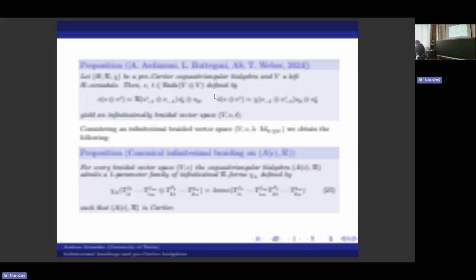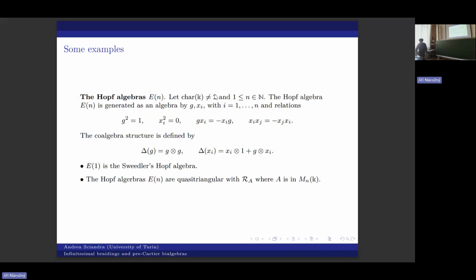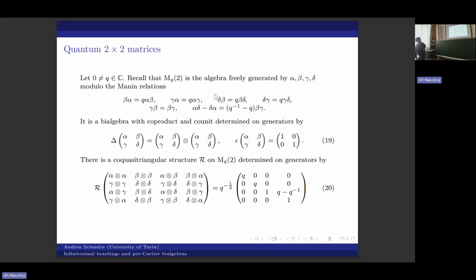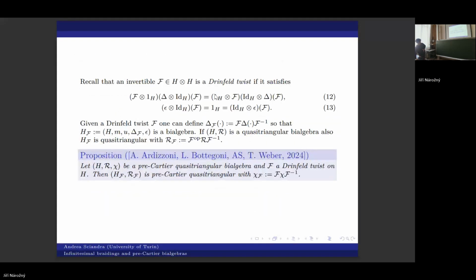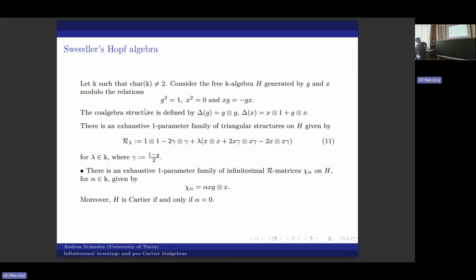Okay, and now I would like to finish with some other examples. So we consider again the quasi-triangular setting, again with elements of short maps. We know that the Sweedler algebra is pre-Cartier. I just recall how the chi was in that case. So the Sweedler algebra has this quasi-triangular structure, which are all triangular, and the pre-Cartier structure has this form here, while there is just the zero Cartier structure for the Sweedler algebra.